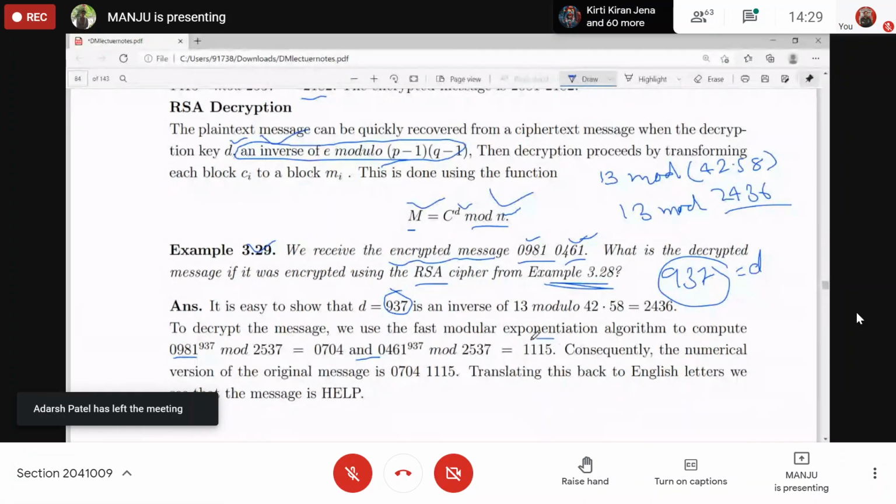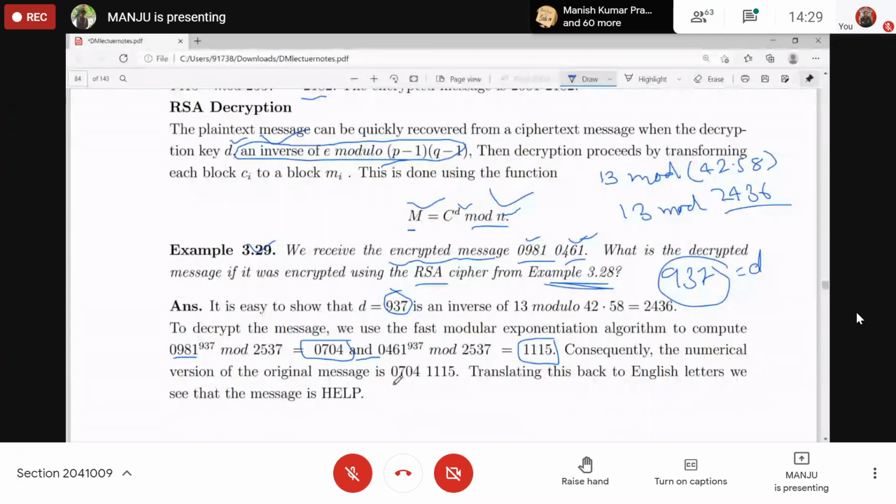So what is the alphabetic sequence for this? Alphabetic order? The alphabetic equivalent for 0704: 07 is H, right? 04 is E. 11 is L. 15 is P. Right? So this message was HELP. Clear?